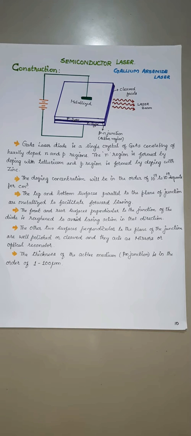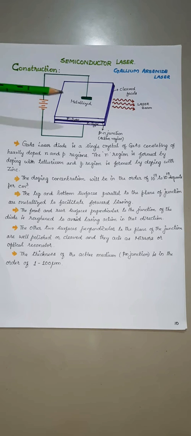Coming to the construction of it, it is a heavily doped PN junction diode. The N region is formed by doping with tellurium, and the P region is formed by doping with zinc. We have taken a single crystal of gallium arsenide. The doping concentration will be in the order of 10 power 17 to 10 power 19 dopant atoms per centimeter cube, as it is a heavily doped diode.